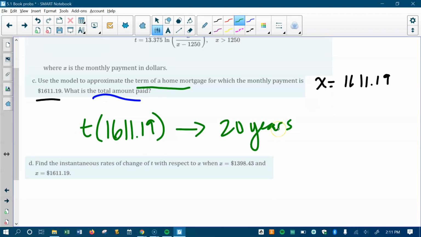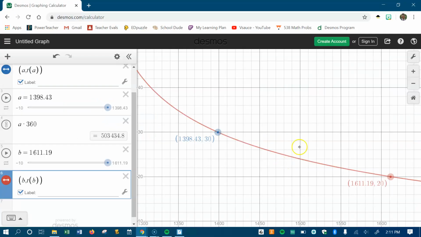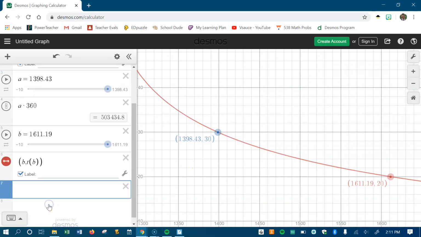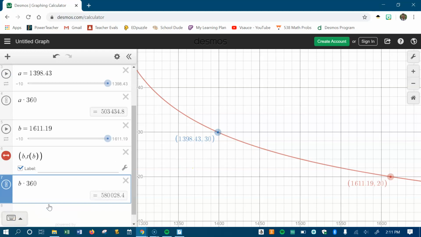Okay, let's see what happens here if we do some math. How much did we pay altogether? We're paying 1611.19 per month for 20 years. So let's multiply 1611.19 times 240 months, that's B times the number of months, and we get 580,028.4.